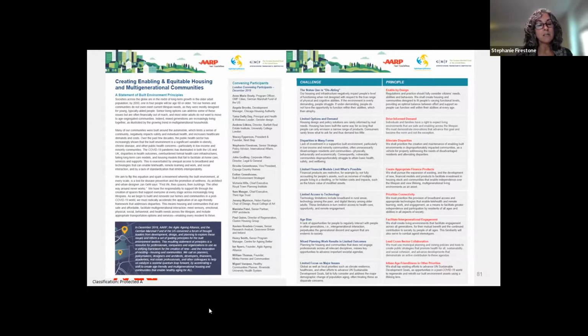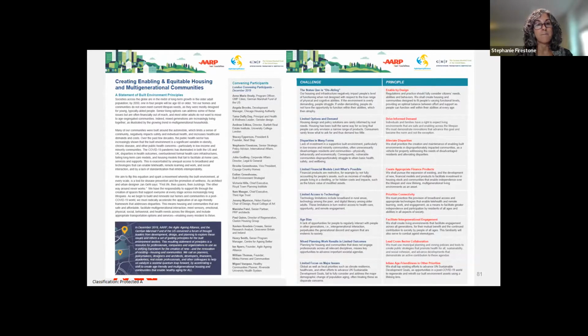And these topics, I don't know if you can see it closely, but real quick, are: enable by design, drive informed demand, so consumer demand, alleviate disparities, create appropriate financial products to support these kinds of housing opportunities, prioritize connectivity, the technology side, facilitate intergenerational engagement, lead cross-sector collaboration, and infuse age-friendliness in other global priorities. So this is available on our website, but I'll just go through a few of them to give you a sense of where we're focused.